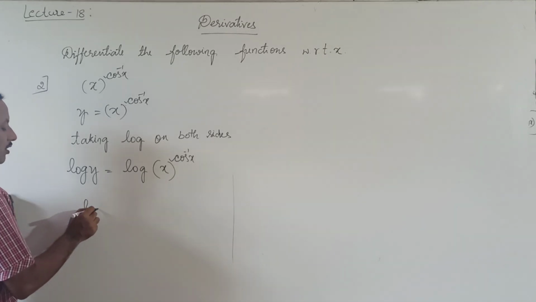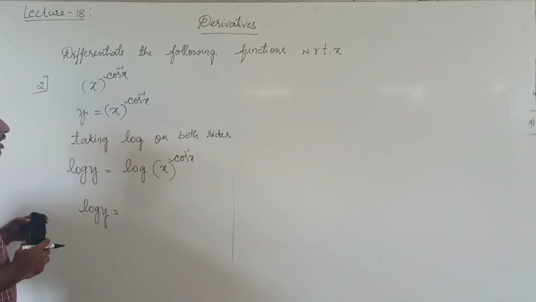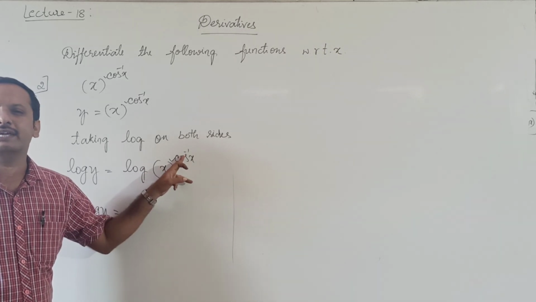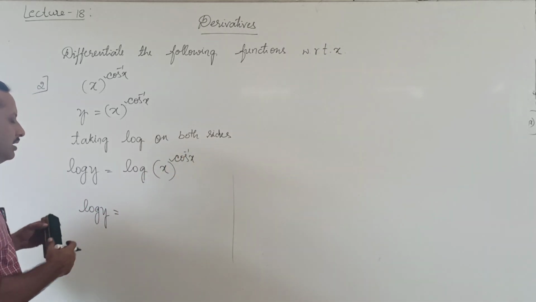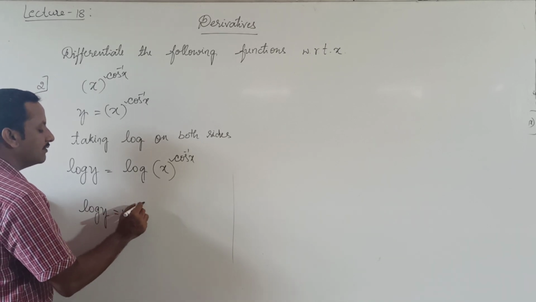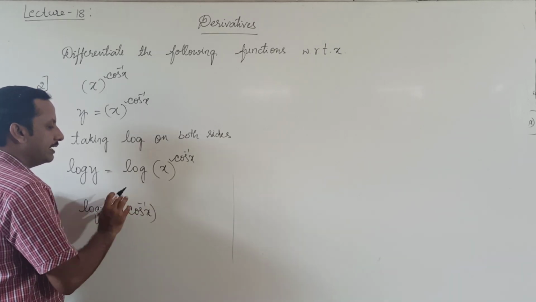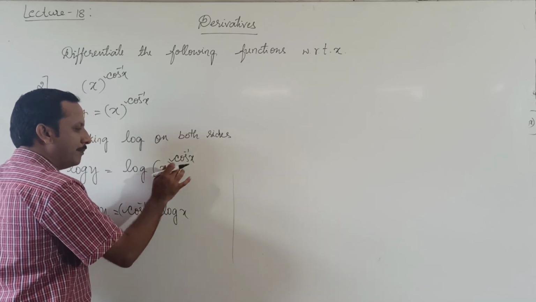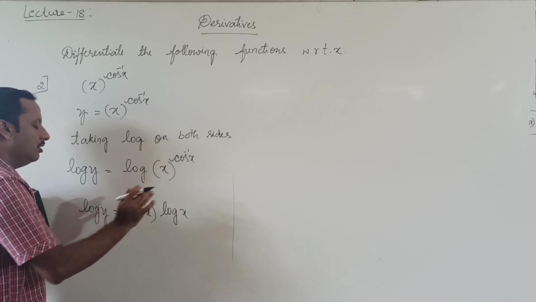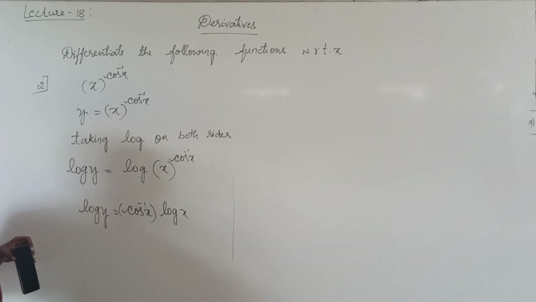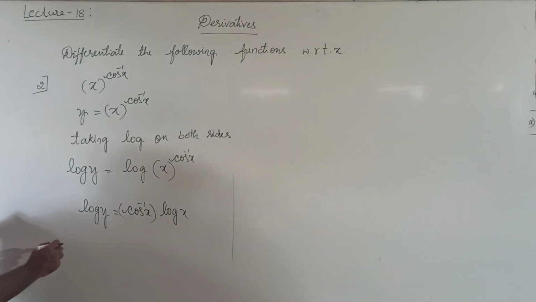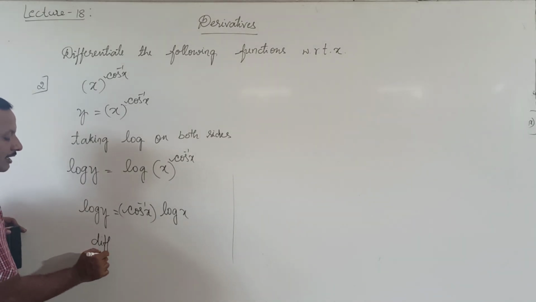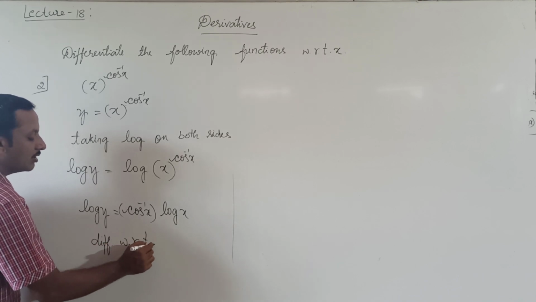So log y is equal to log m power n. Log m power n can be written as n log m. So that will give you cos inverse x into log x. Log m power n is equal to n into log m. Now differentiate it. Differentiating with respect to x.